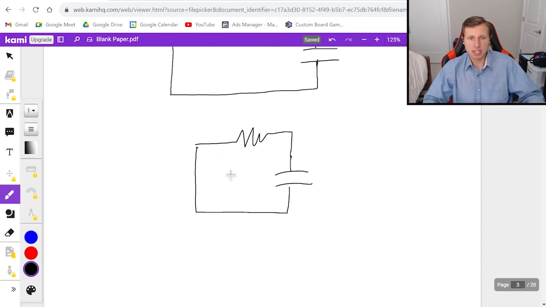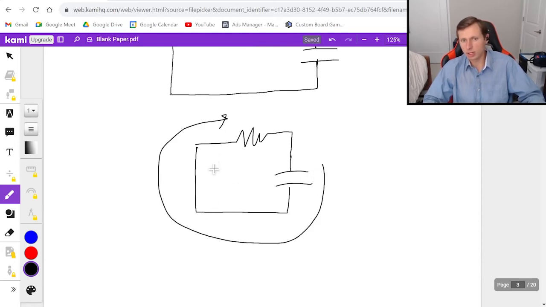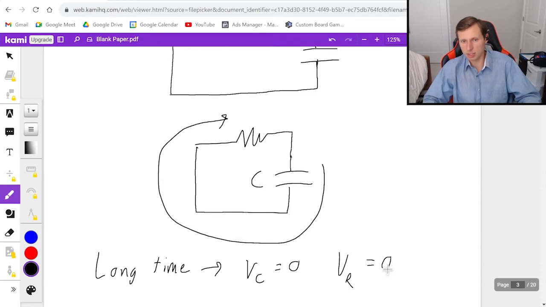When this happens, even though there's no battery, the current is still going to be flowing. You'll still have a current, at least for a short time. The reason why is because your capacitor still had all that charge stored in its bank, but very quickly the electrons are going to leave the capacitor, and then after a long time, everything's going to be zero. VC is going to be zero, and VR is going to be zero, because you've run out of charge, like having a battery that ran out of power.